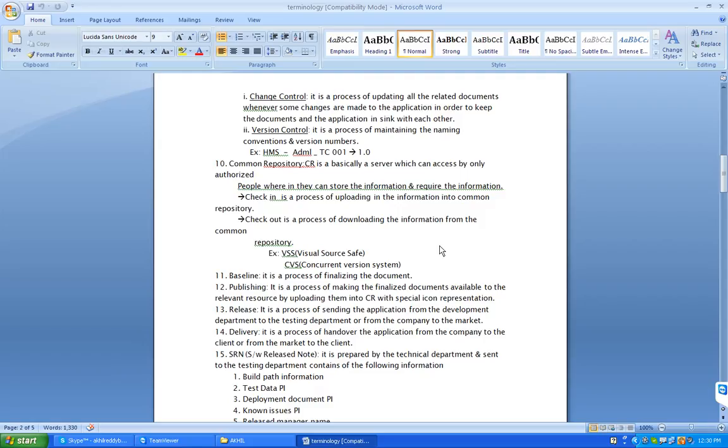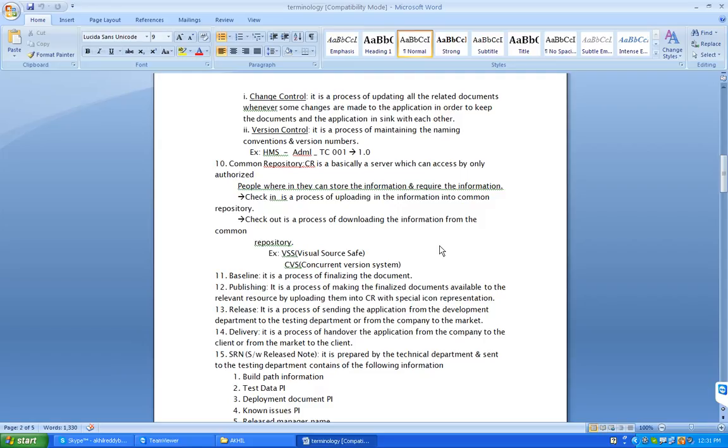Next, release. Release is the process of sending the application from the development department to the testing department, or from the company to the market. Then we can say release. Next, delivery. This is the process of handing over the application from the company to the customer, company to client, or market to client. At that time we can say delivery.